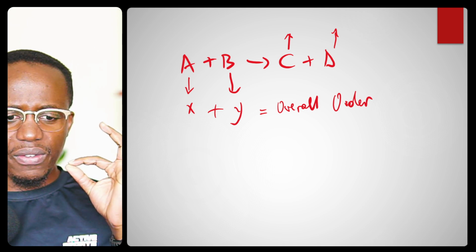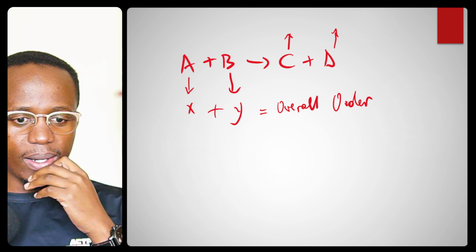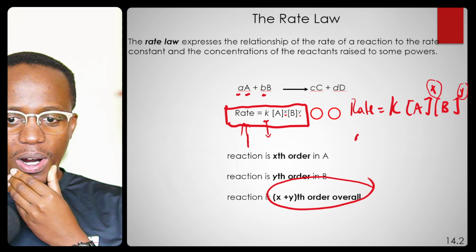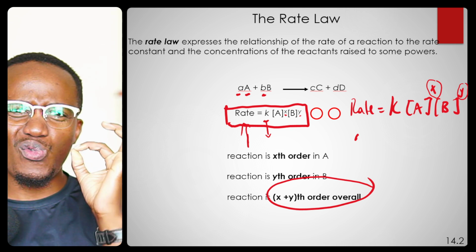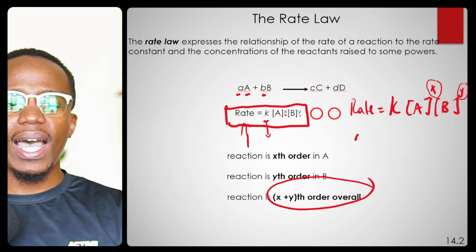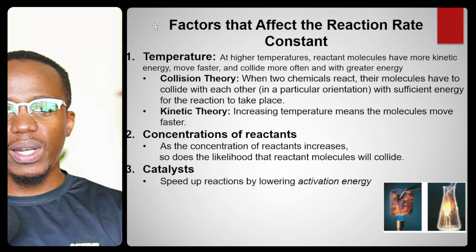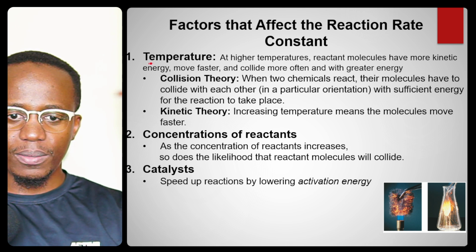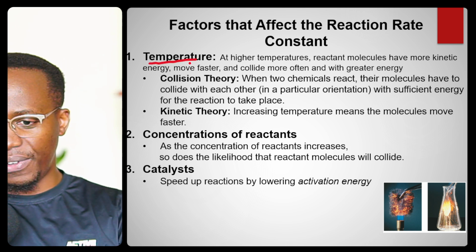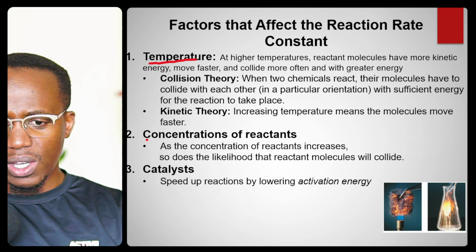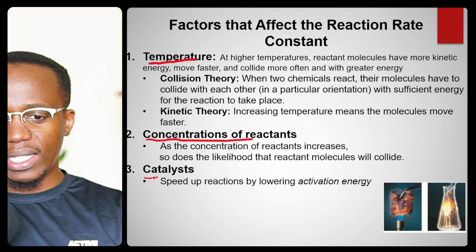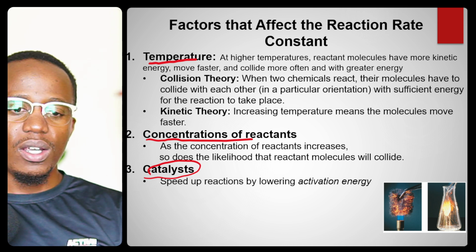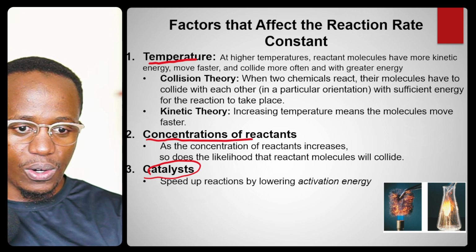Very important, very, very important distinction, right? So again, another part of this is called the rate constant. The rate constant varies for every reaction, and it also varies at different temperatures. These are factors that affect the rate constant: temperature, the concentration of the reactants, and the catalyst. Catalysts are things that speed up the reaction. So these are things that affect the rate constant.